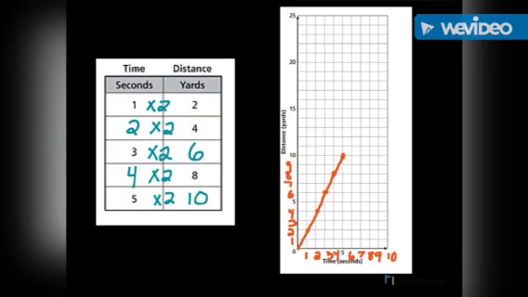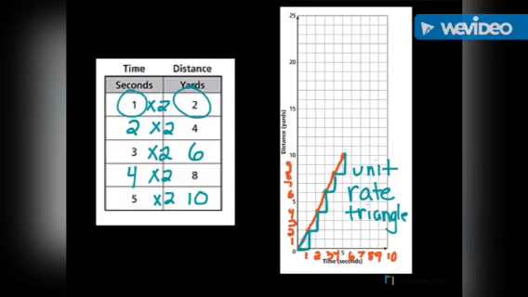Using a different color, I'm going to show you our unit rate triangle that we can also draw on here. My unit rate is 2 yards for each second. So I'm going to go over 1, up 2. Over 1, up 2, over 1, up 2, over 1, up 2. And that is going to be my unit rate triangle, which you can see forms this nice triangle.